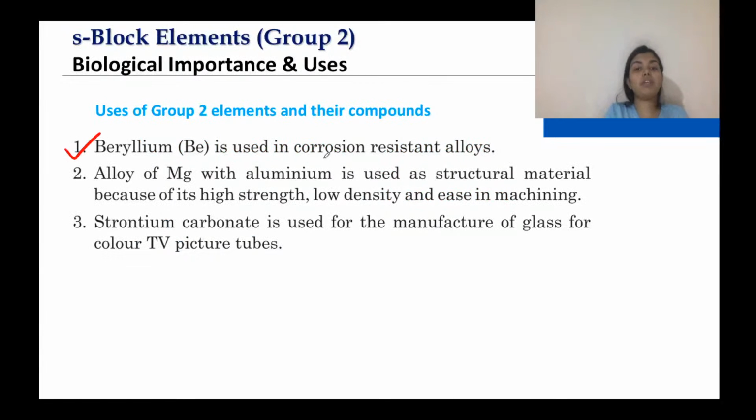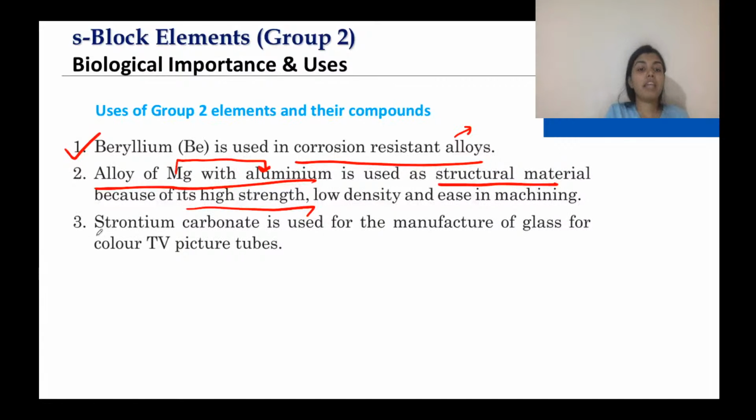Now, beryllium is used in corrosion resistant alloys. What are alloys? Basically, a mixture of a metal and metal, or a metal and a non-metal. Alloy of magnesium with aluminium, if you take, is used as a structural material. Why? Because it increases the strength. Magnesium and aluminium, when you make an alloy of it, has a high strength. Next is strontium carbonate. It is used for the manufacture of glass for color TV picture tubes.